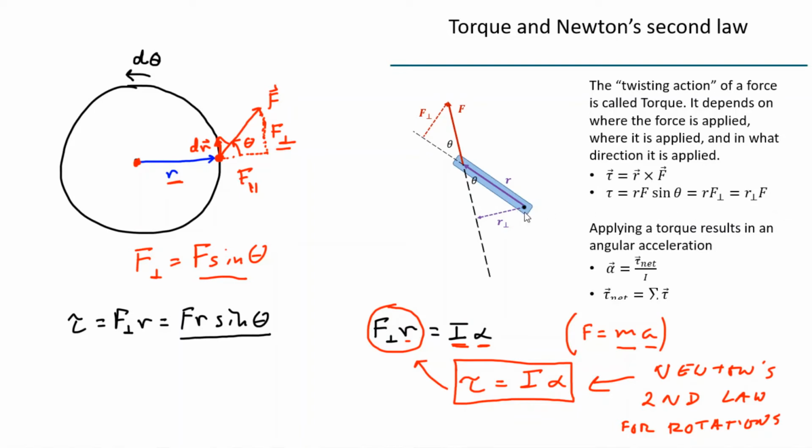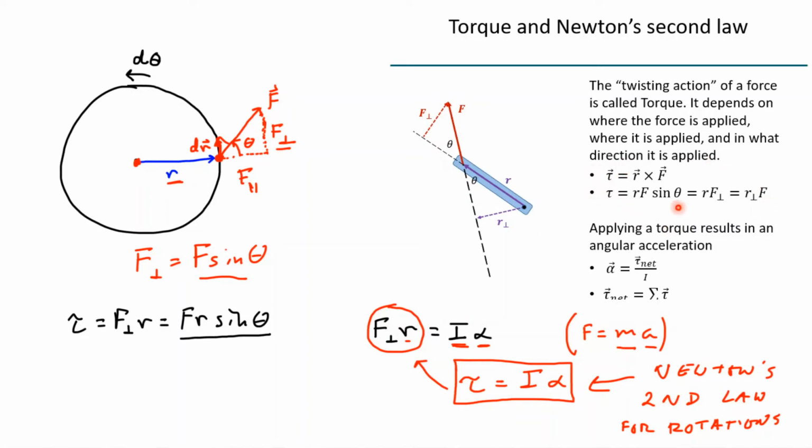And I can also write it as r perpendicular times F, where r perpendicular is the component of r that is perpendicular to the direction of F. I can break r into components parallel and perpendicular to the force vector. r perpendicular is this perpendicular component of r. Okay, so that's how I define this quantity torque.